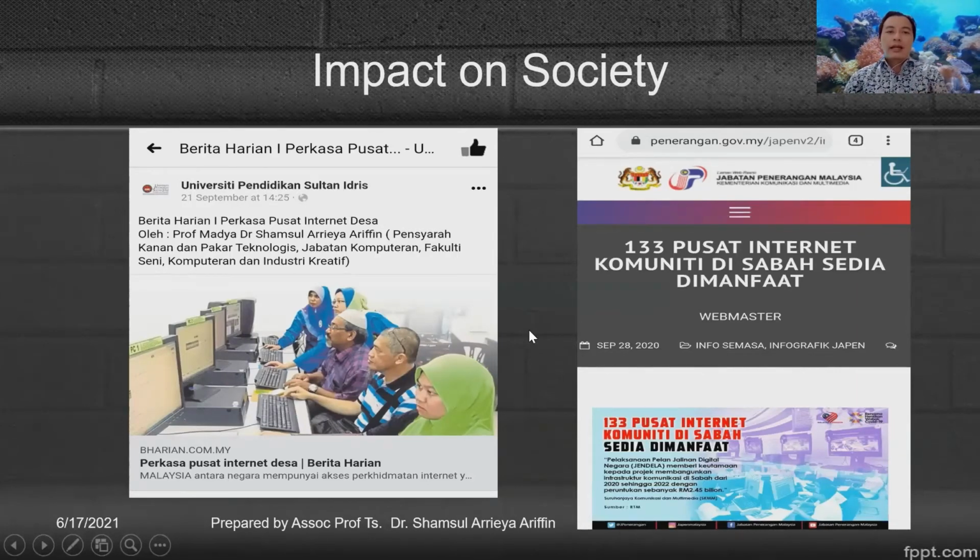I think somehow indirectly my article can impact the society. While I wrote on the internet desa, saying you need to empower it for the convenience of the local communities to make full use of it and benefit from the community pusat internet desa, Jabatan Penerangan Malaysia has taken action. I mean, they want to upgrade the internet community, which is good.